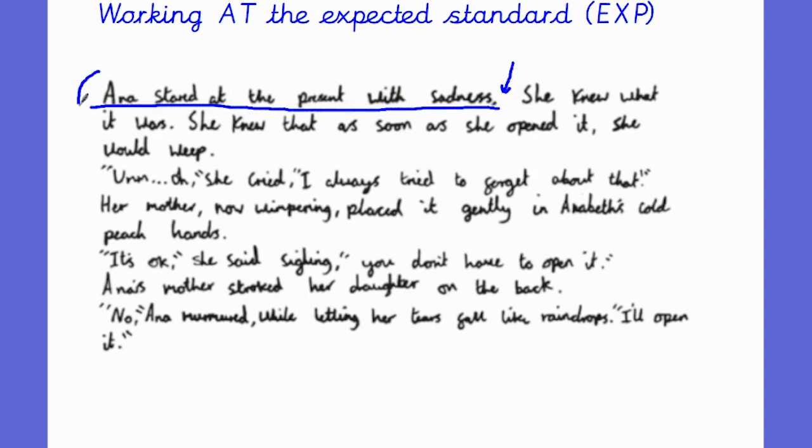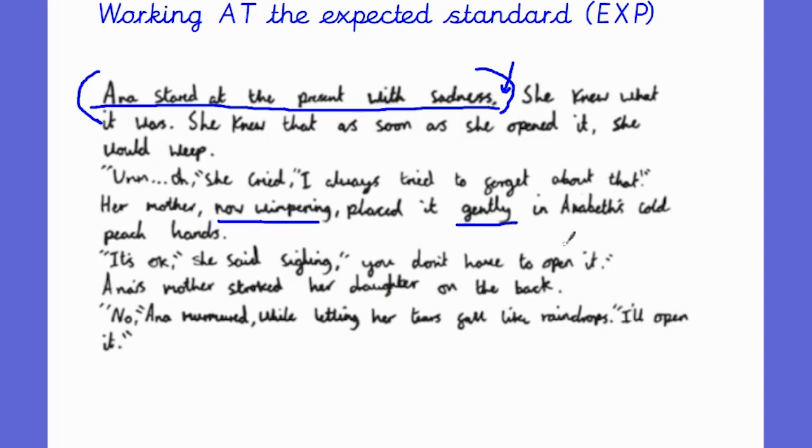All right, this is something you should see in an expected child's writing. So if you're looking at your own children's writing, do they use adverbials? Do they correctly use commas? Oh no, she cried. I always tried to forget about that. Her mother, now whimpering, placed it gently.